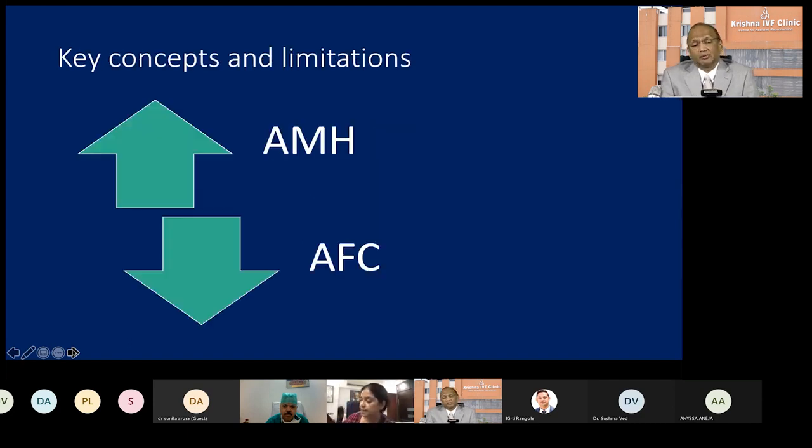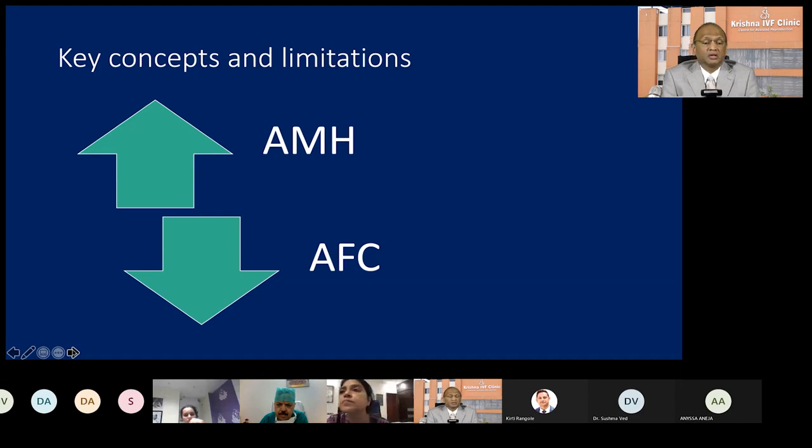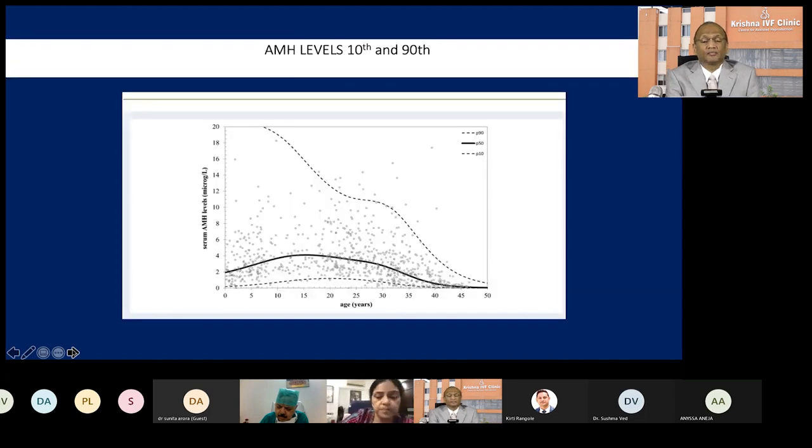The other key concept is, anti-Mullerian hormone and antral follicle count are the key factors that drive our practice today. Earlier they were the ovarian volume, the FSH, the stimulation tests, the previous responses, but more and more we are moving only to these parameters. But we should understand that there are still limitations in this, and these can vary.